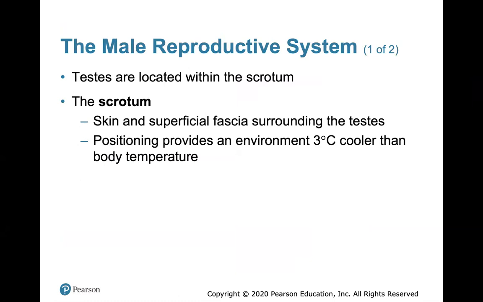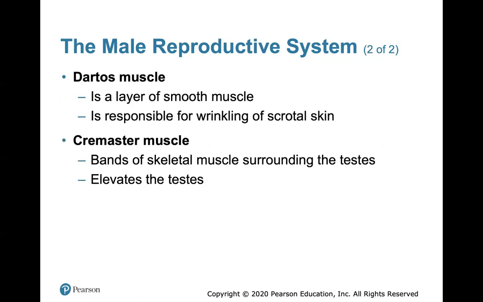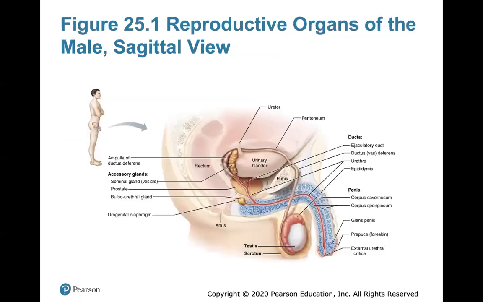The testes are located within the scrotum, which is a skin and superficial fascia surrounding the testes, and its positioning outside of the body provides an environment 3 degrees cooler than body temperature, which is necessary for sperm production. You have a dartos and cremaster muscle responsible for wrinkling skin or elevating the testes.